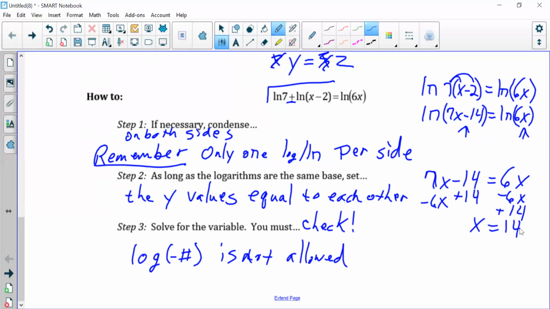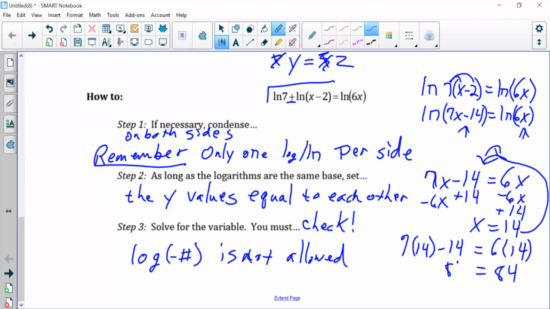All right. So then let's plug this back into our original equation. And we can go original or we can just go right up here. Let's check it, shall we? So 7 times 14 minus 14 equals 6 times 14. Plugging this into my handy dandy calculator, I get 84 equals 84, and that checks. We are great.